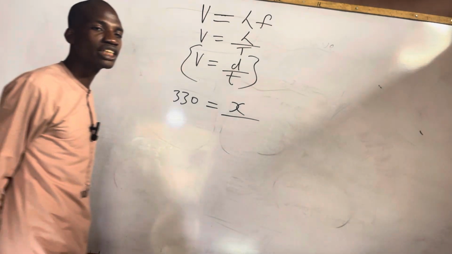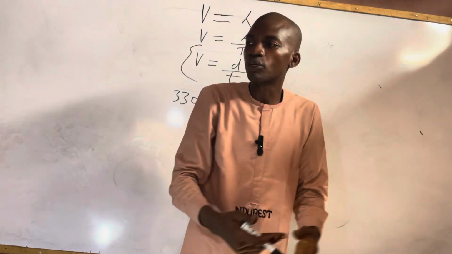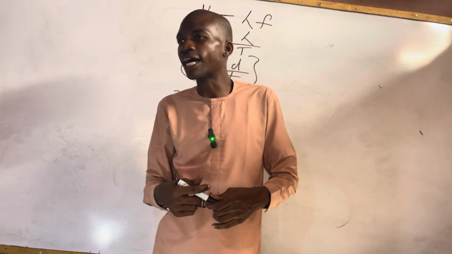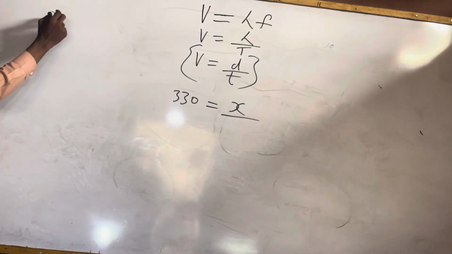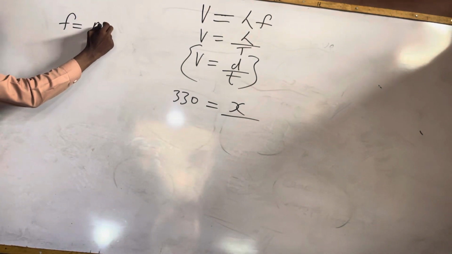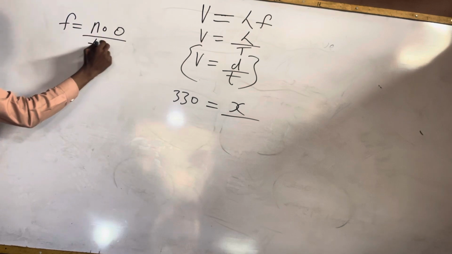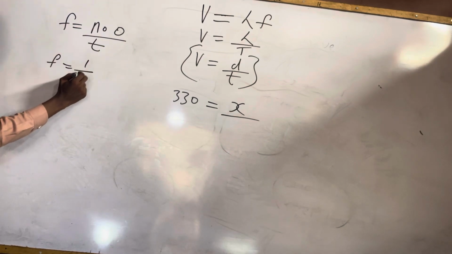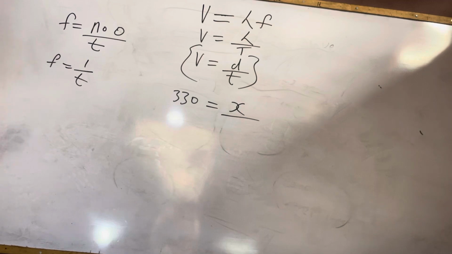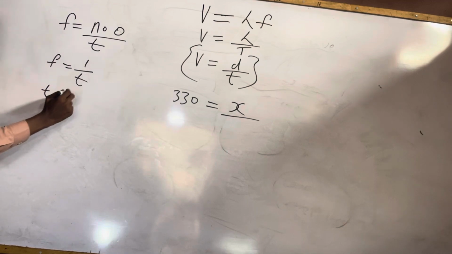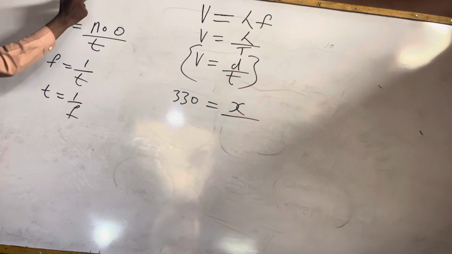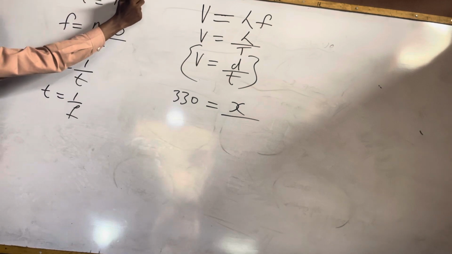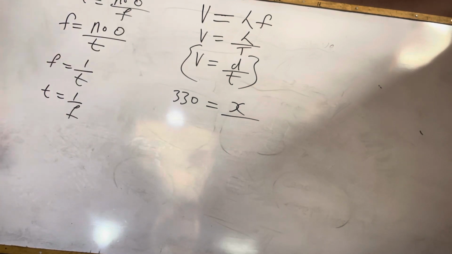You get time from the relationship between time and frequency, because there is a frequency. What is the formula for frequency? Frequency equals number of oscillations over time, or frequency equals 1 over time, so time equals 1 over frequency. So time is equal to number of oscillations over frequency.